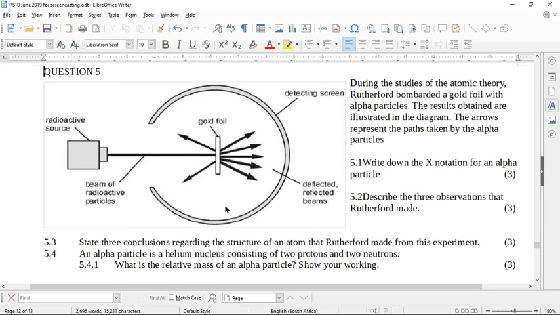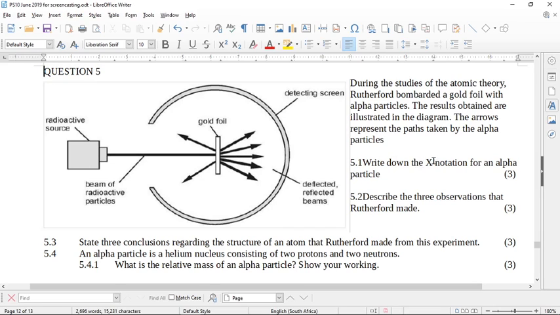However, most of the marks in this question can be obtained if you use your brain and some logic. Okay, so you can actually pick up a lot of clues in the question. It says to you, during the studies of the atomic theory, Rutherford bombarded a gold foil with alpha particles. The results obtained are illustrated in the diagram. The arrows represent the paths taken by the alpha particles. So I've shown you this exact diagram in class, and I've explained this with the animation of what happened with all of the alpha particles.